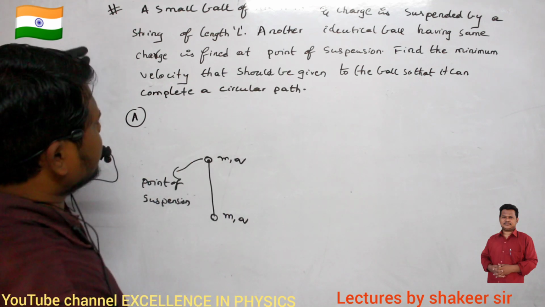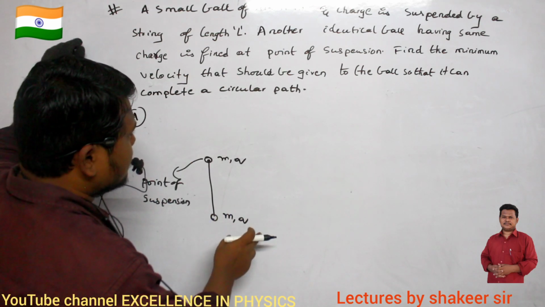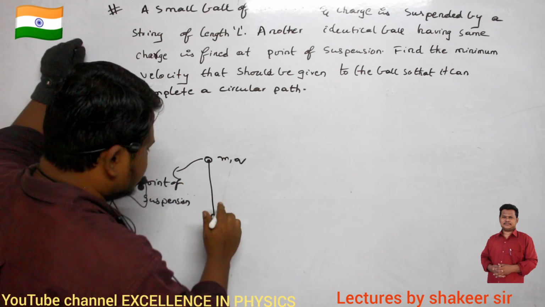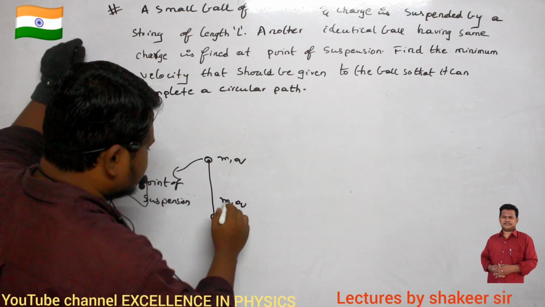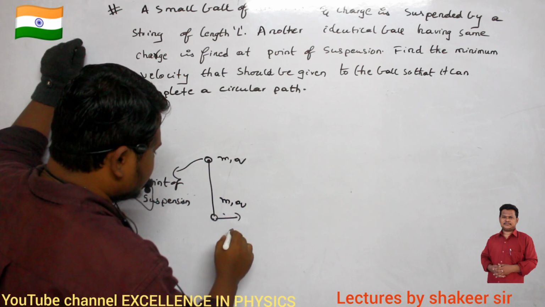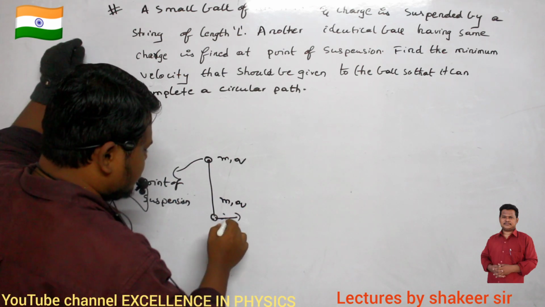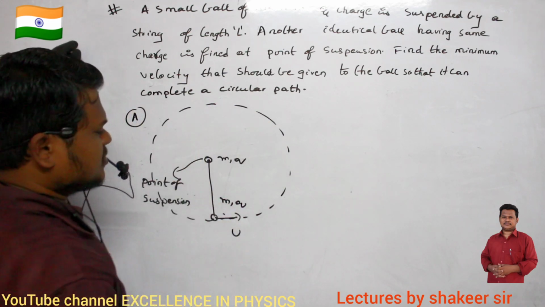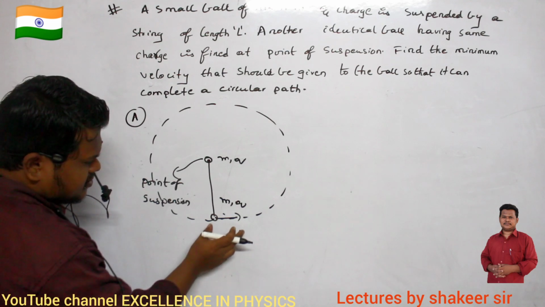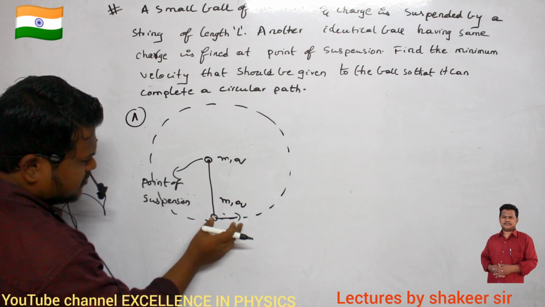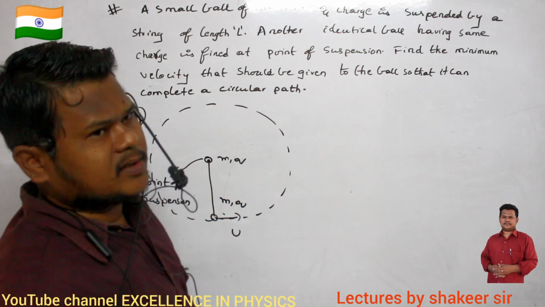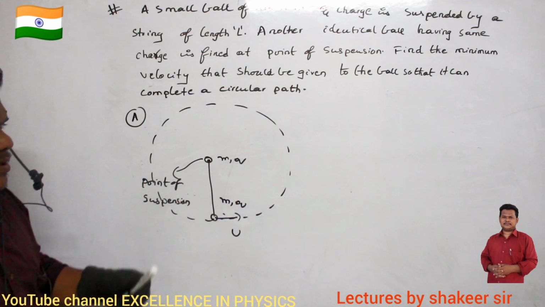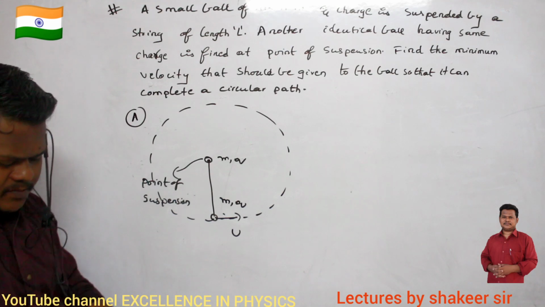Then find the minimum velocity that should be given to the ball so that it can complete a circular path. So to this ball of mass m and charge q, if I give a certain velocity u, then this body should be able to complete a circular path. That is the question he is asking. What is the minimum velocity I have to give so that this body can complete a circular path? Can you see how we can solve this problem?